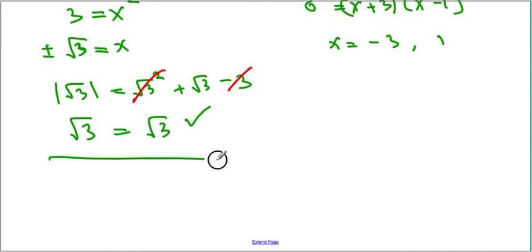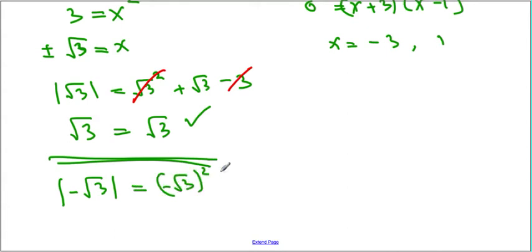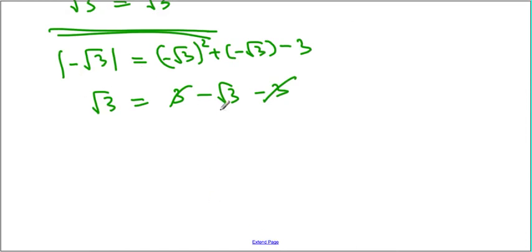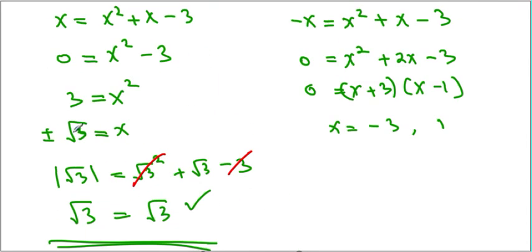But what if you were to have a negative number? Absolute value of negative radical 3, is that in fact equal to negative radical 3 squared plus negative radical 3 minus 3? Now, on the left side you will get radical 3, because the negative sign disappears. On the right side, this portion becomes simply 3, and minus radical 3 minus 3. And once again, 3 and negative 3 cancel out, but 3 cannot be equal to negative radical 3. So therefore, negative has to be cancelled. Only positive one works. How about negative 3?